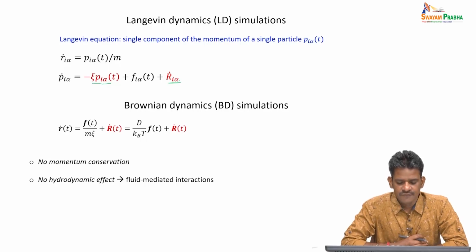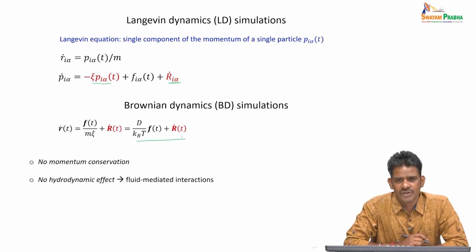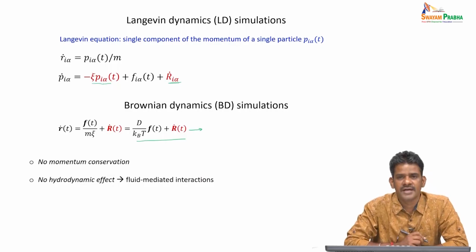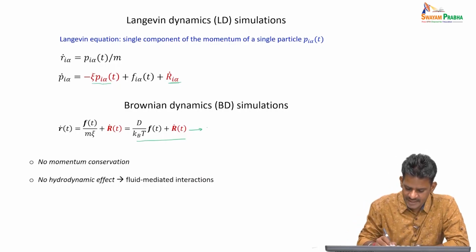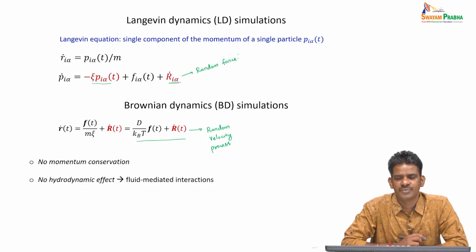system. Further simplification is possible if you think about some long time dynamics where the momentum variables can be dropped and we can solve only the positional Langevin equation, also known as Brownian dynamics simulations. And we have to remember that this particular random term is basically the random velocity process, whereas in the Langevin dynamics, this is known as random force. And we also looked at the statistical properties of these random forces and random velocity processes in the last class.